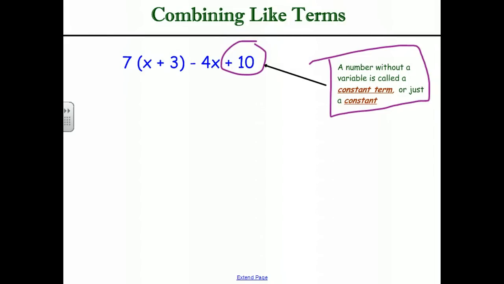See if you can figure out what happens with this one. You're going to have to use some distributive property and some combining like terms. Go ahead and pause the video and come right back.